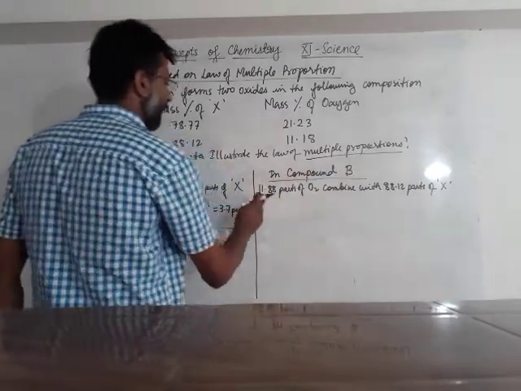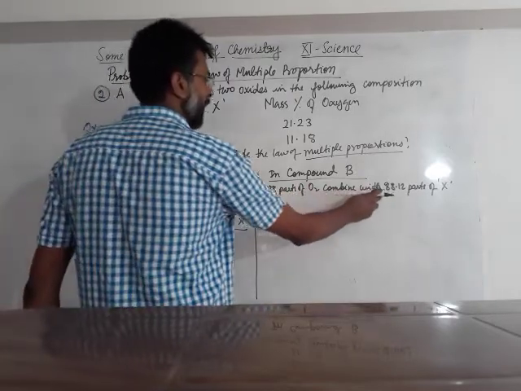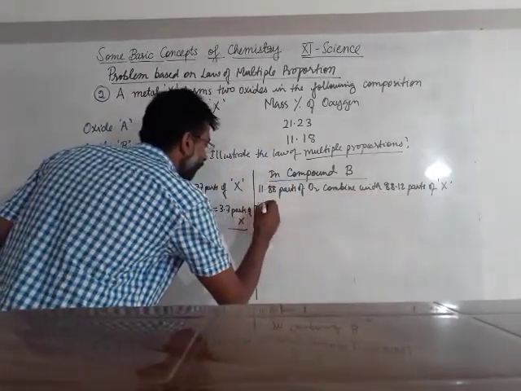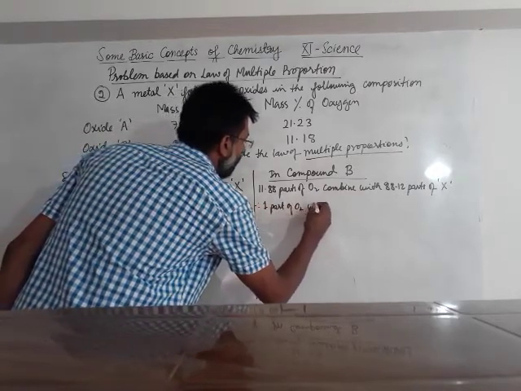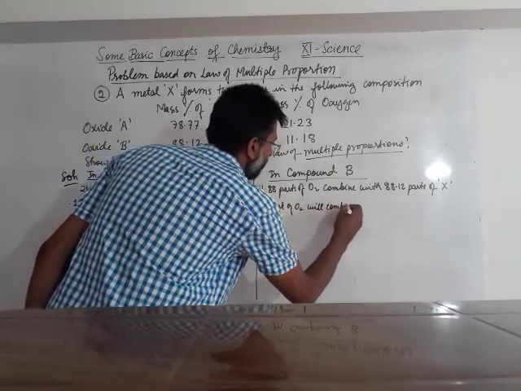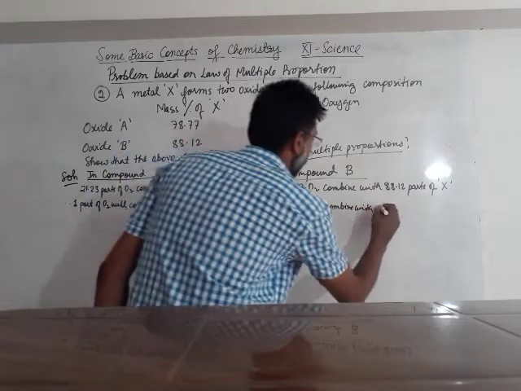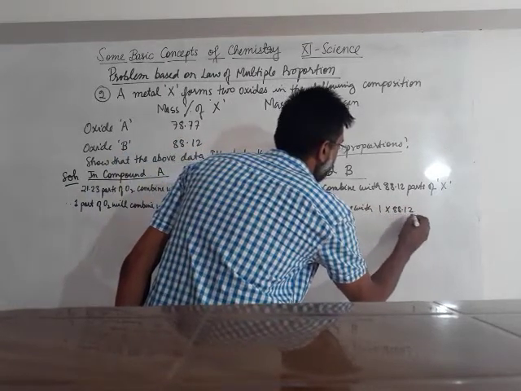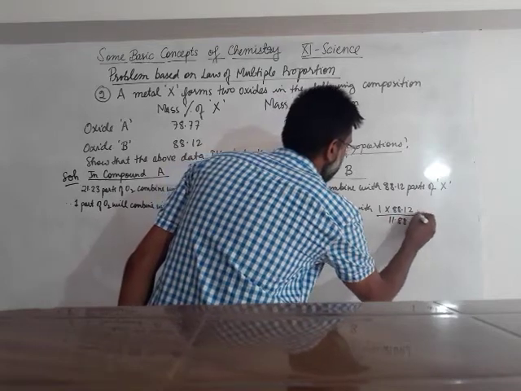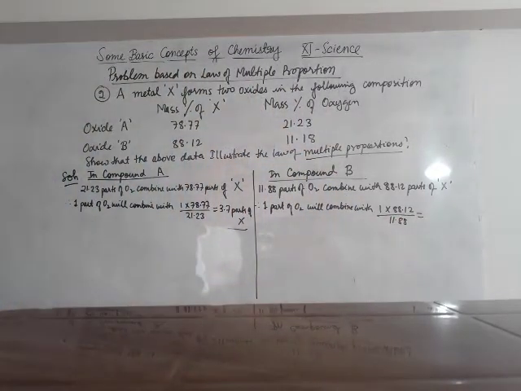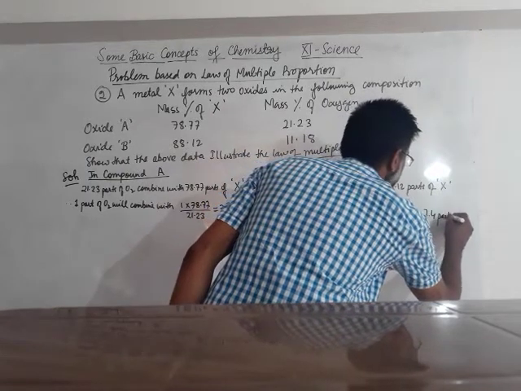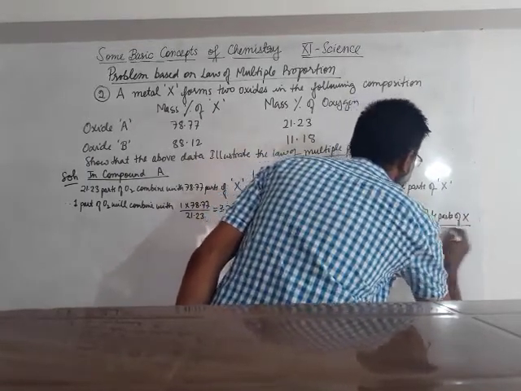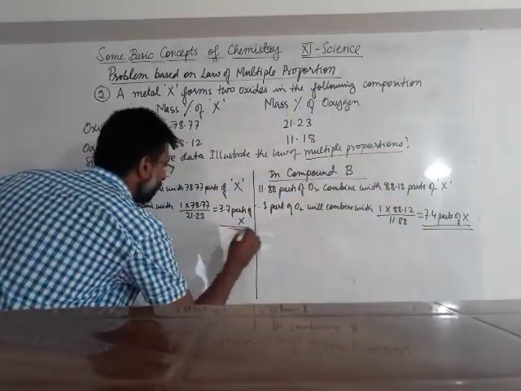Now I go to the second column. In compound B, 11.88 parts of oxygen combine with 88.12 parts of X. Therefore, I write down that one part of oxygen will combine with 1 multiplied by 88.12 divided by 11.88. Simplified, this gives 7.4 parts of X. So I have got a very important number over here, and another important number over here.